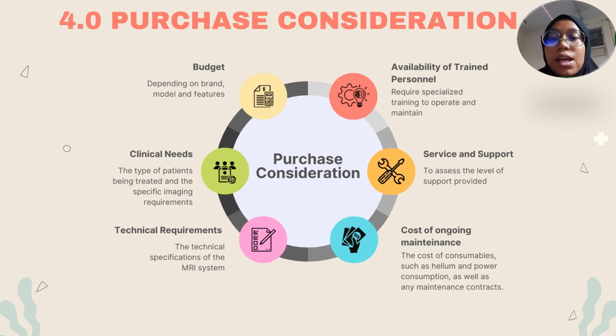Sixth, cost of ongoing maintenance and operations. The ongoing cost of maintaining and operating the MRI system needs to be considered. This includes the cost of consumables, such as helium and power consumption, as well as any maintenance contracts. By considering these factors, healthcare organizations can make an informed decision about the purchase of an MRI system and ensure it meets their specific needs and requirements.